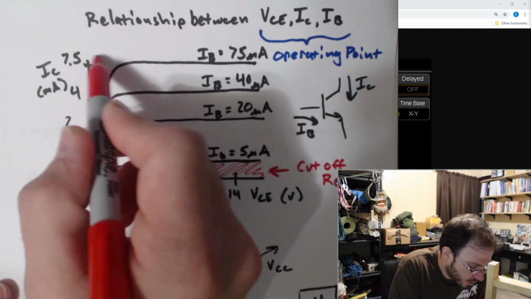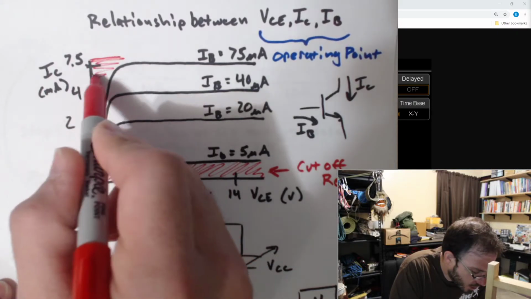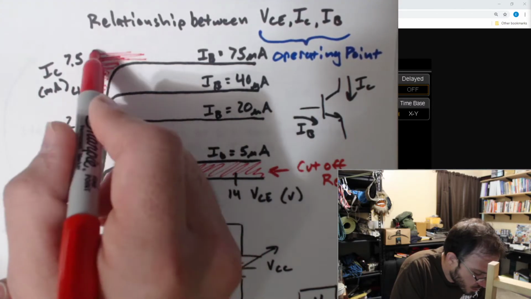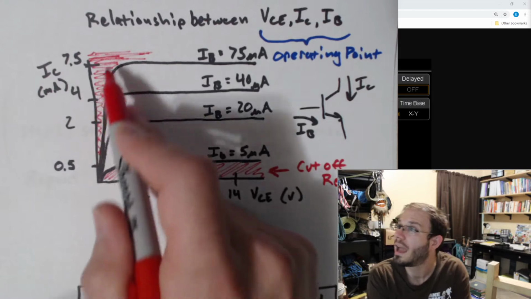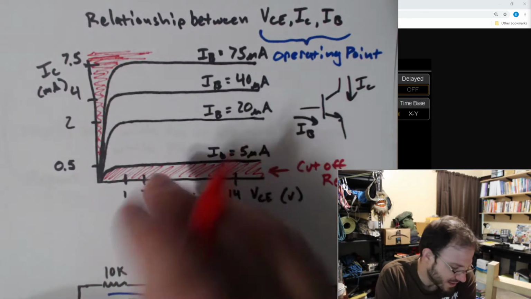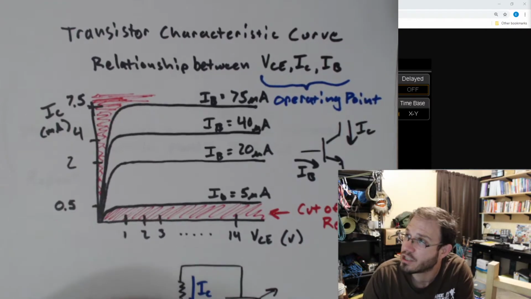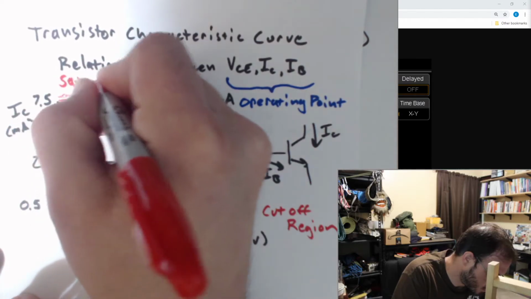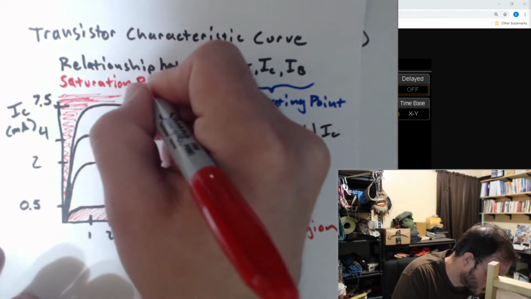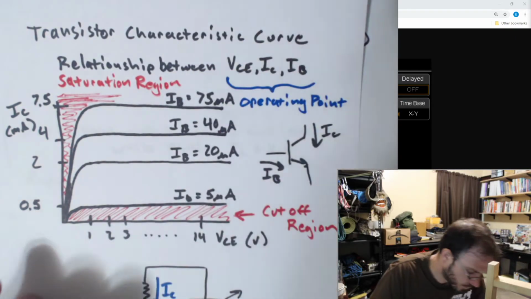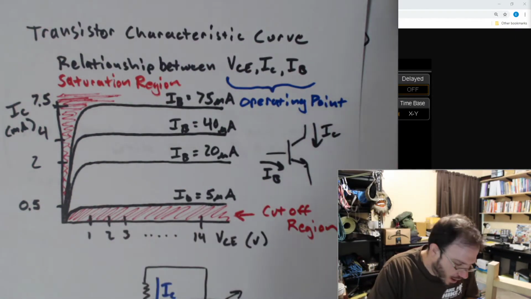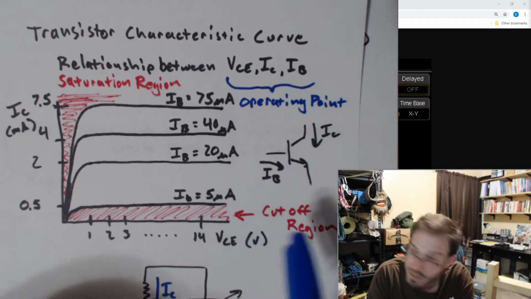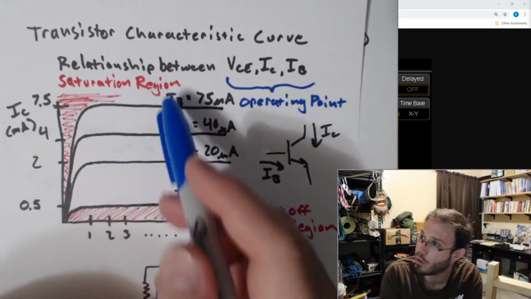Now this actually occurs in this whole area here along the y-axis. This would be the saturation region. And then on top of that, we have everything that's happening in between the saturation region and the cutoff region. That's our linear mode of operation.